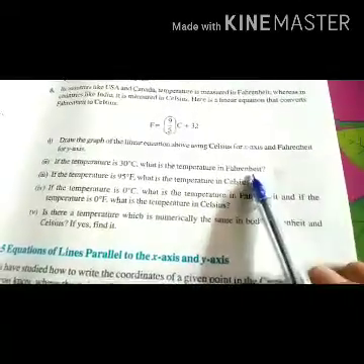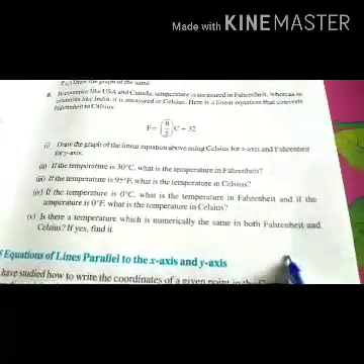Okay students. Now there are 3 more parts here. All 3 parts are homework. So students, do your homework properly and send it to me.